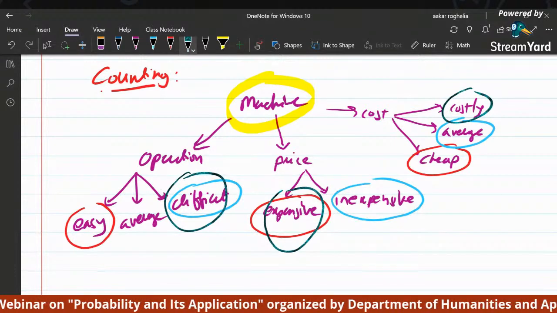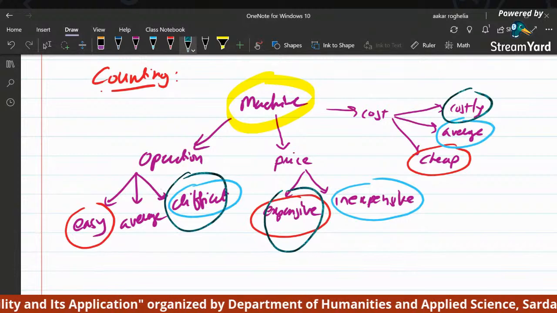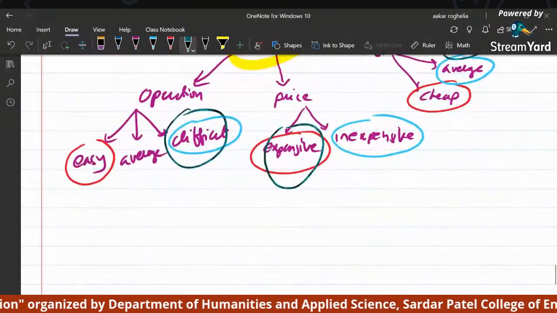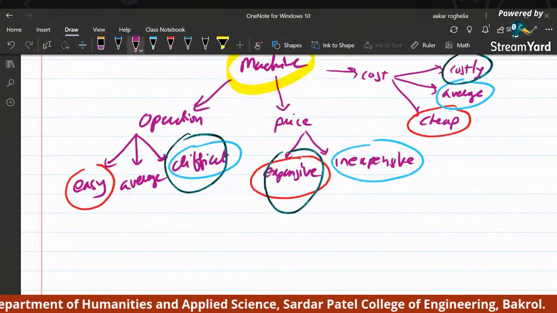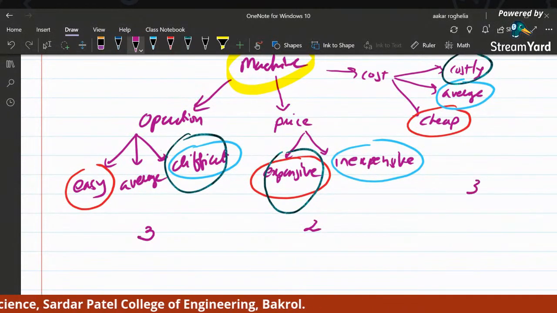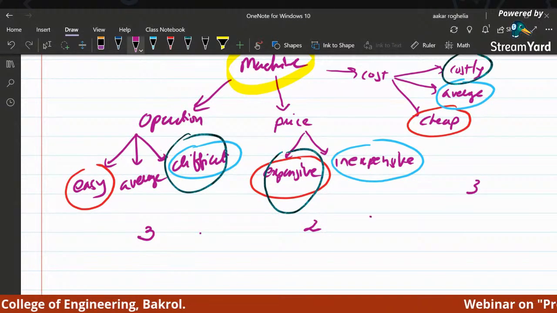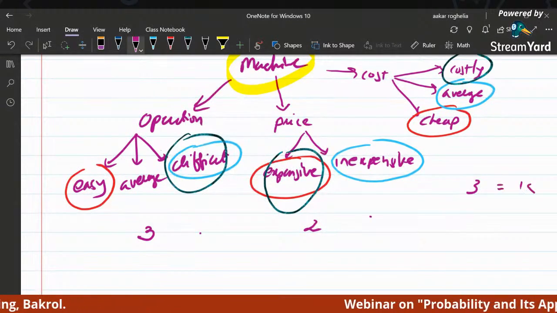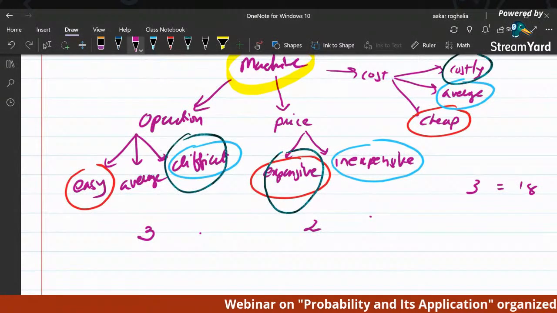There are some theorems available for counting. In this case, let me tell you the answer. This can be done in three ways, this can be done in two ways, and this can be done in three ways. It is 3 into 2 into 3. So totally 18 ways are possible.